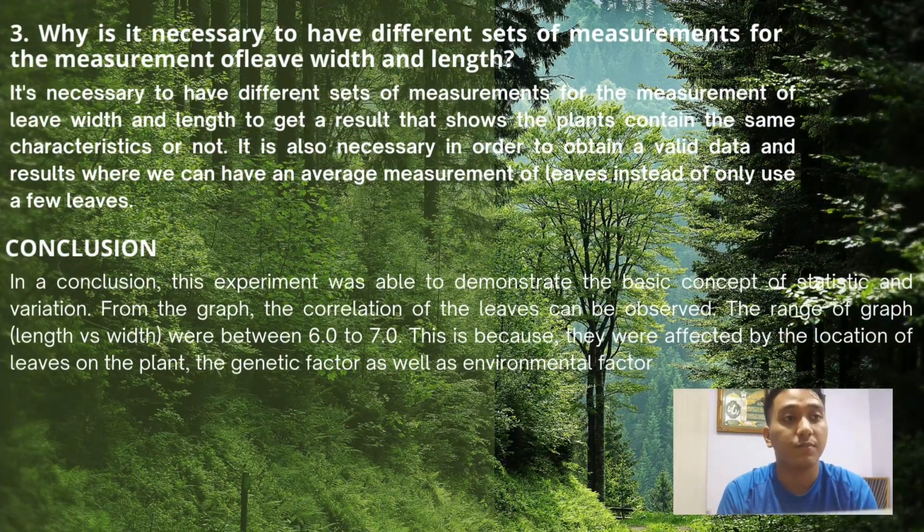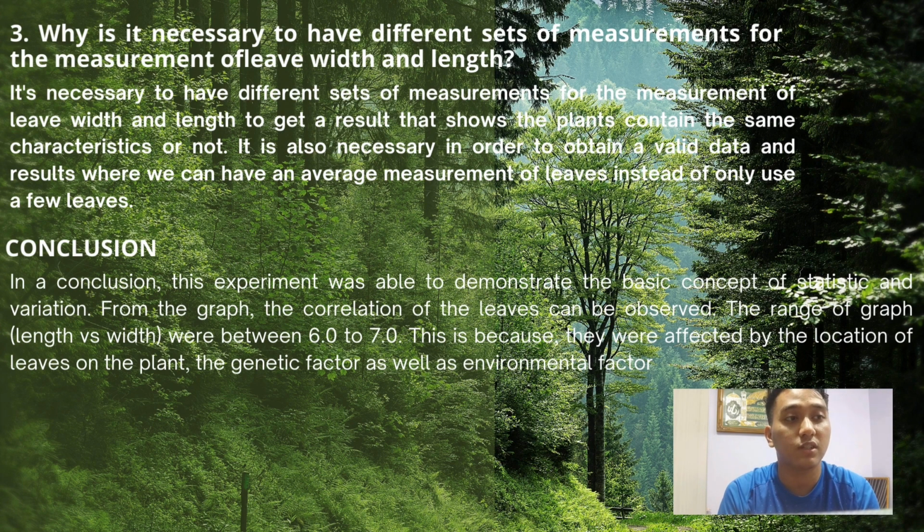For question 3, it's necessary to have different sets of measurements for leaf width and length to get results that show whether the plants contain the same characteristics or not. It is also necessary in order to obtain valid data and results, where we can have an average measurement of the leaves instead of only using a few leaves.